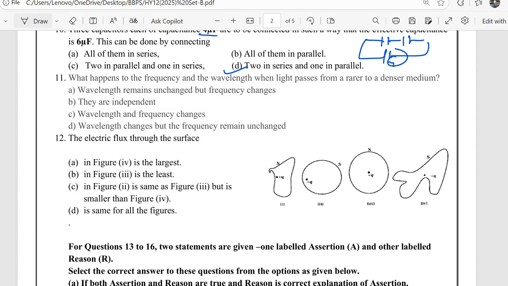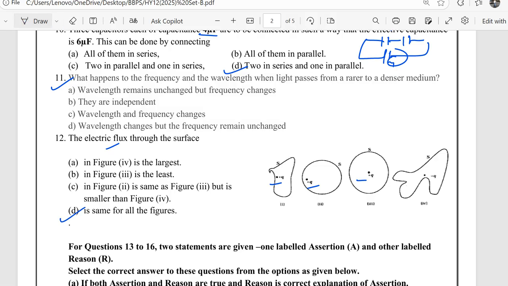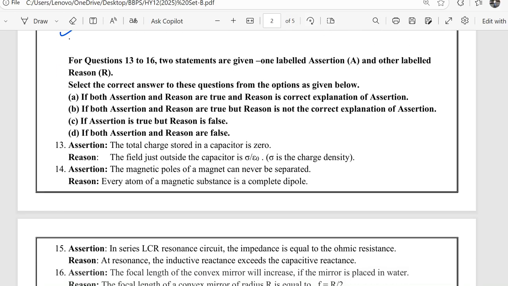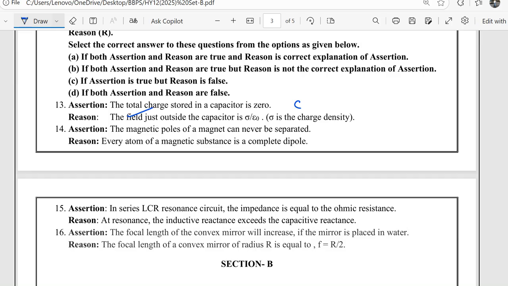Question number 11. What happens to the frequency and the wavelength? That is also similar to set A. The 12th is different. Within the different shapes, the same charge plus Q has been kept. So what about the flux? Flux will be the same for all the figures. Option D. Reason assertion might be the same as set A. Total charge, yes, this is the same. Option C.